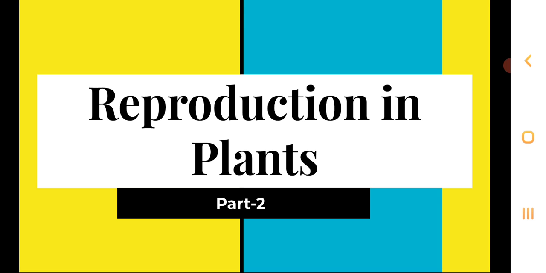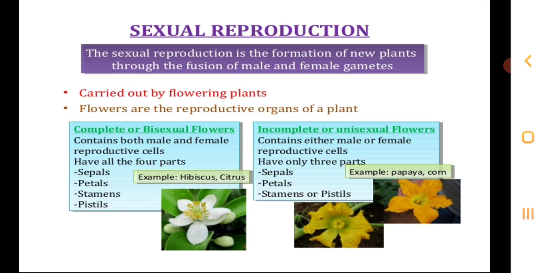This is reproduction in plants, part 2. In the first part, I explained the asexual reproduction, and in this, I am going to explain the sexual reproduction in plants. Now, what do you mean by sexual reproduction of plants? It means the formation of new plants through the fusion of male and female gametes. It is carried out by flowering plants only.